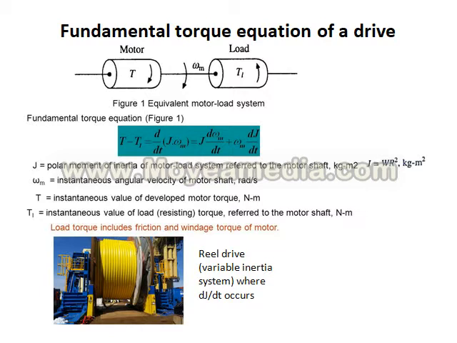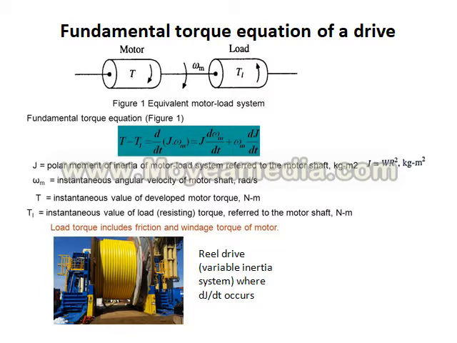Then, according to Newton's second law of motion, this system is described by a torque equation. T minus TL, that is the net torque, equals d by dt of angular momentum J omega m. That gives T minus TL equals J d omega by dt plus omega dJ by dt, like we have seen in a linear variable mass system, F equal to m dv by dt plus v dm by dt.